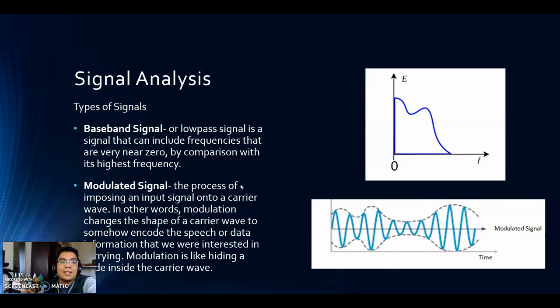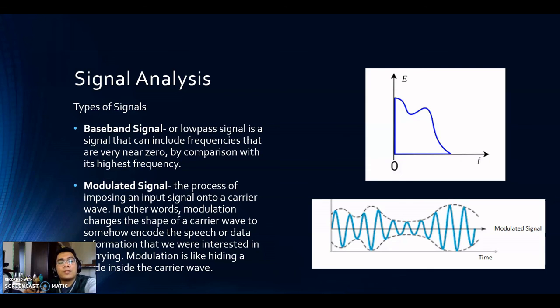In signal analysis, there are two types of signals. They are the baseband signal and the modulated signal. So first of all, what is the baseband signal? The baseband signal, also known as the low-pass signal, is a signal that can include frequencies that are very near zero by comparison with its highest frequency. The baseband signal can be seen on the upper right-hand side of your screen. We can see here the characteristic of the baseband signal with respect to frequency.